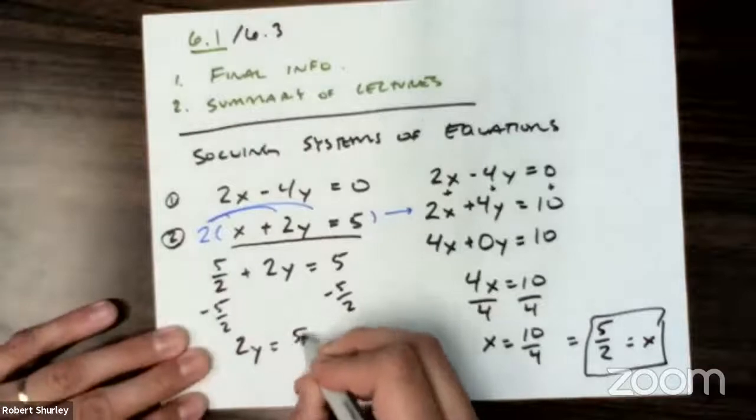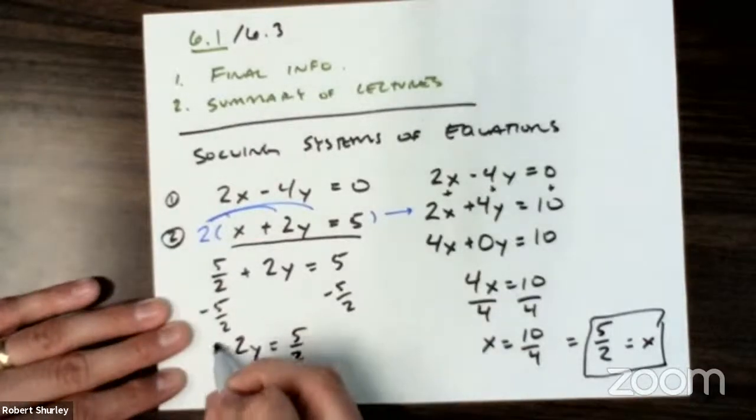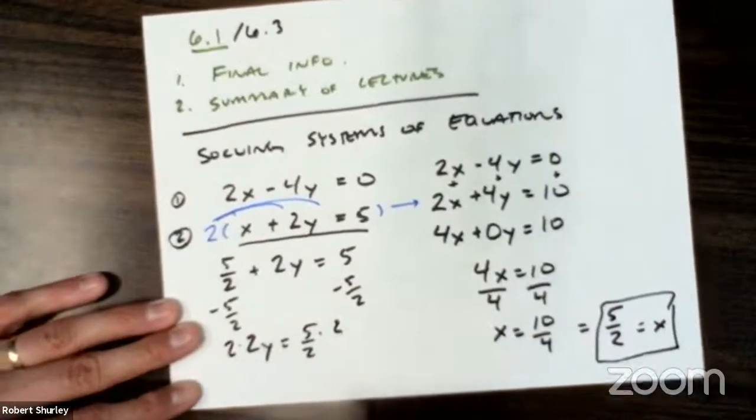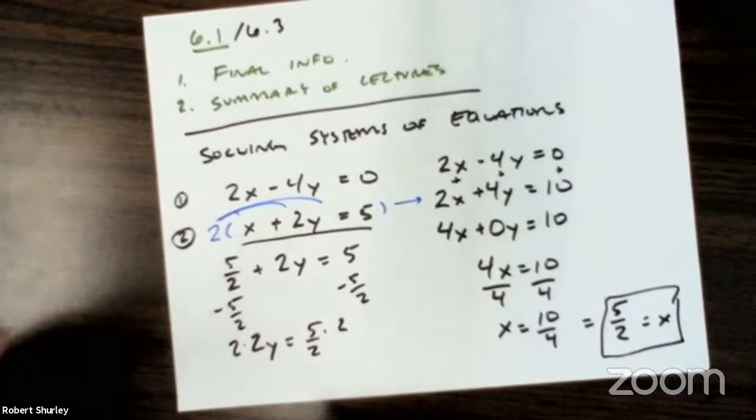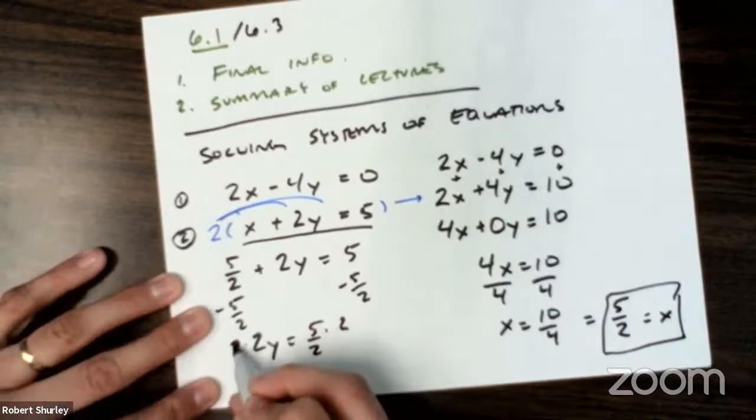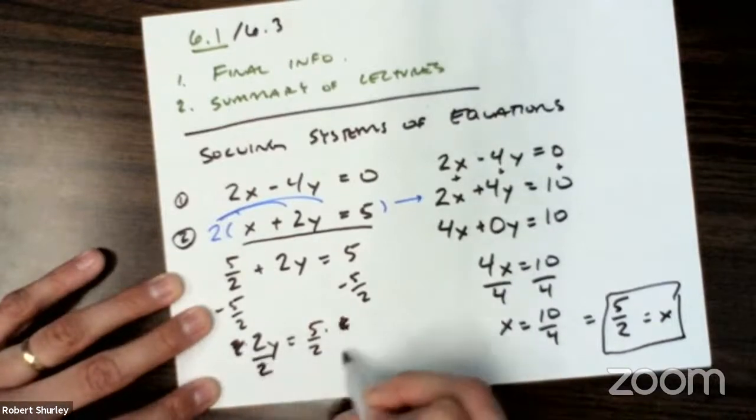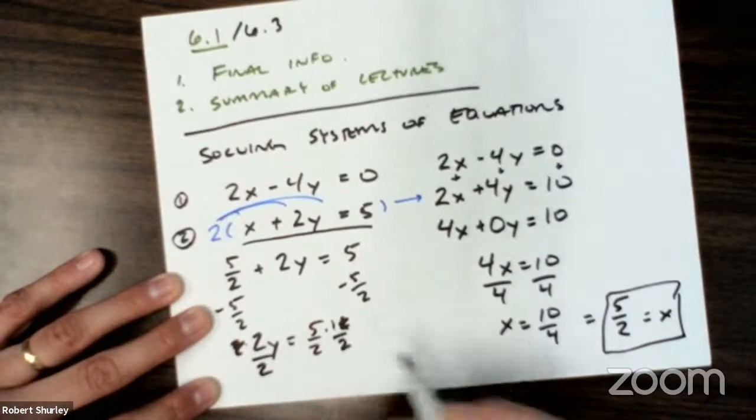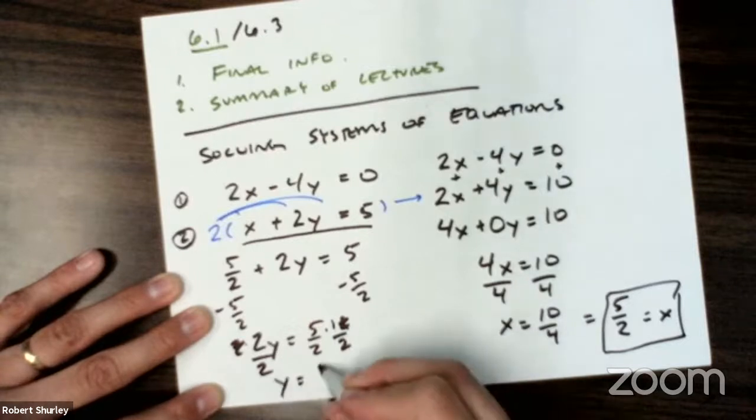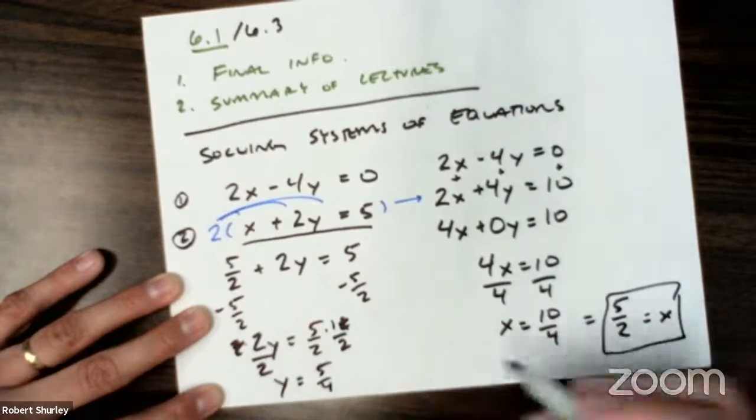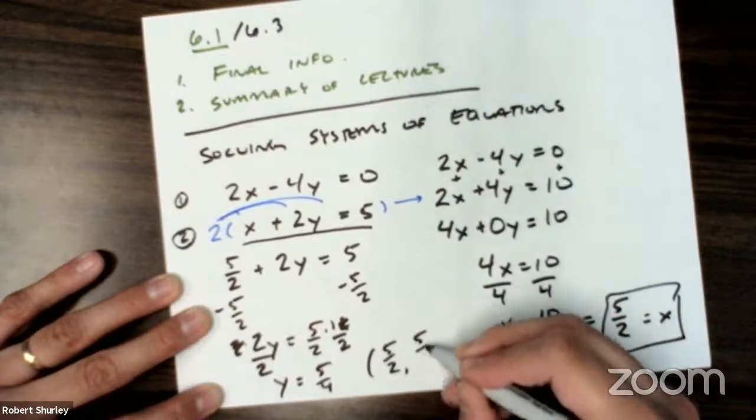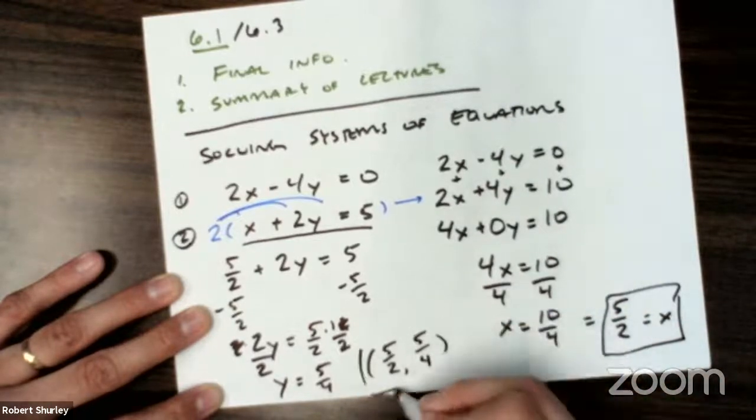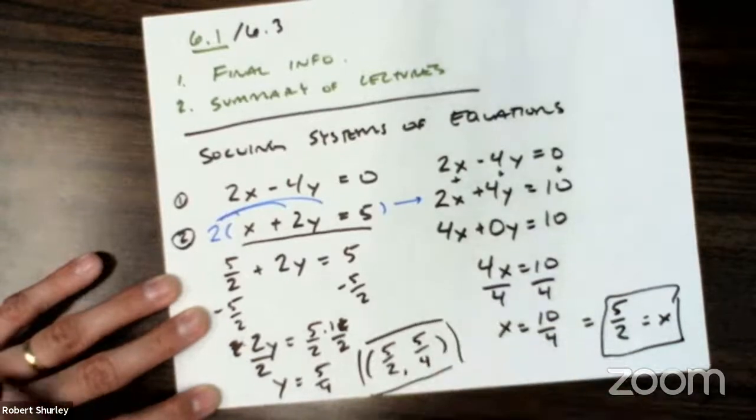And then you multiply everything by 2. And you wind up with y equals, oh, I'm sorry, not multiply. You divide by 2. So you multiply by 1/2, and you wind up with 5/4. So that would be our solution. x equals 5/2, and y equals 5/4.